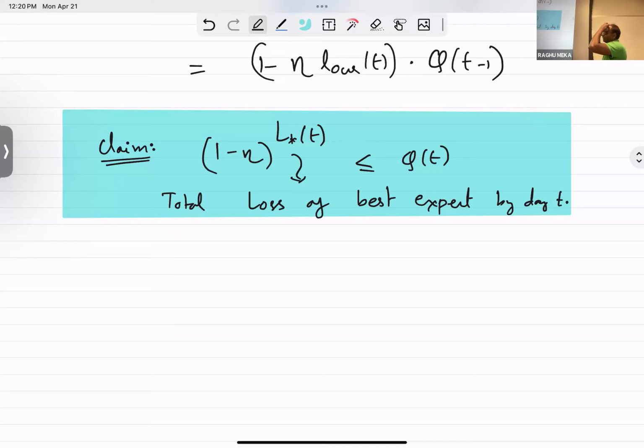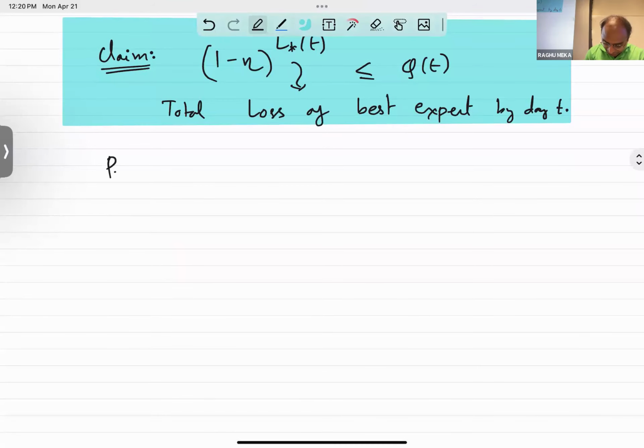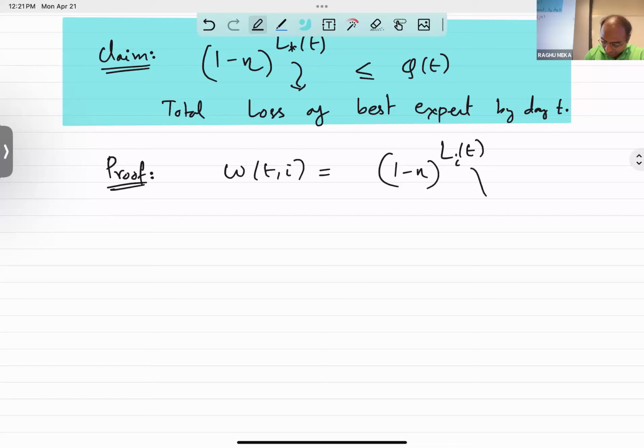Okay, if L star is the loss of the best expert by day t, then that gives us a good lower bound on the potential. Okay. And why is this? Well, just from the definition, the weight of any expert depends on the total loss incurred by that expert.